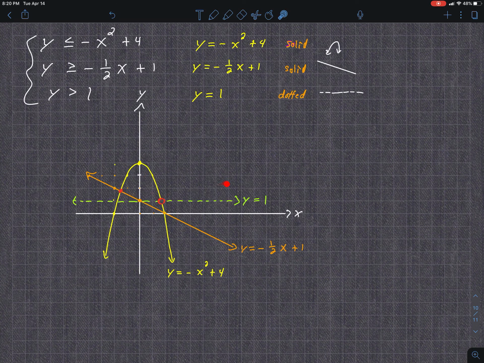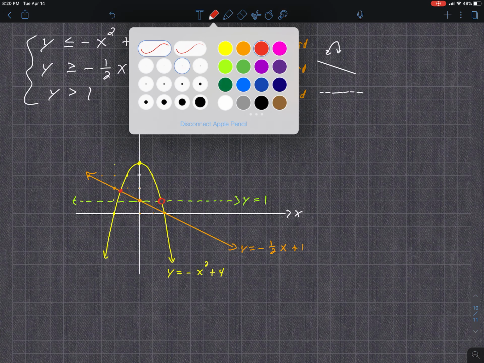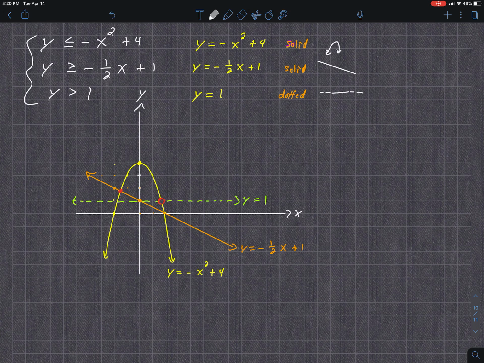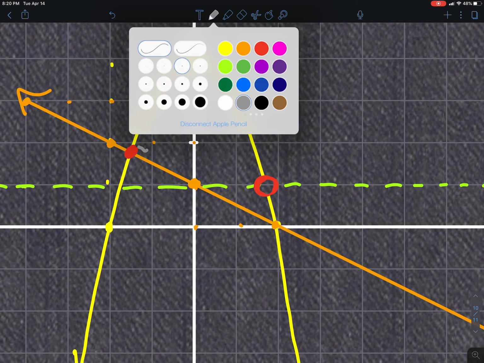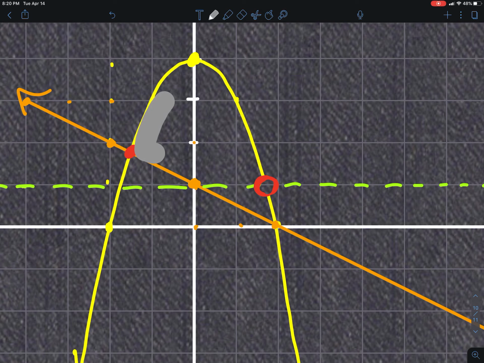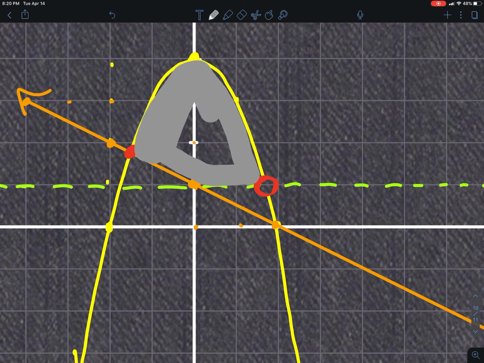Okay, getting a picture of what that's looking like now? And then y greater than 1 is above the line. So it looks like it's within this region here. So we're going to shade that, and since I have a bunch of colors running around, we'll just do that in gray. Okay, so let's increase that size a little bit. So this is gray. All of that, and all of that, and all of that.